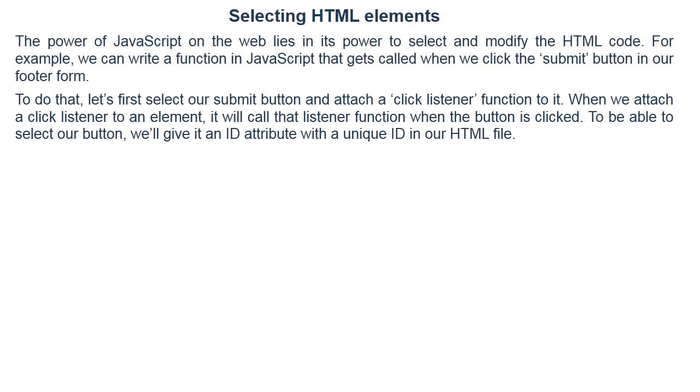Selecting HTML elements. The power of JavaScript on the web lies in its power to select and modify the HTML code. For example, we can write a function in JavaScript that gets called when we click the submit button in our footer form. To do that, let's first select our submit button and attach a click listener function to it. When we attach a click listener to an element, it will call that listener function when the button is clicked.